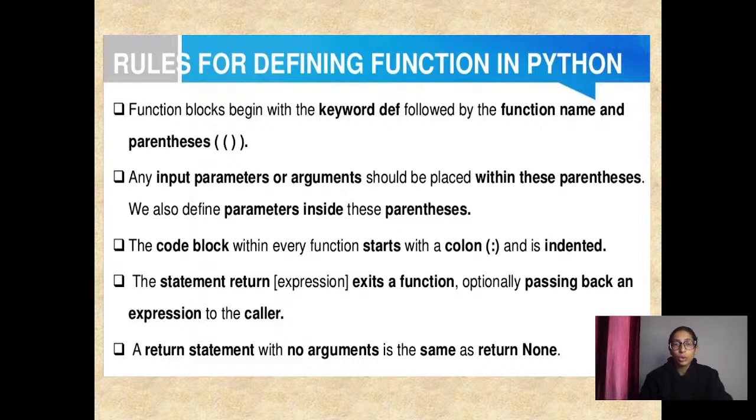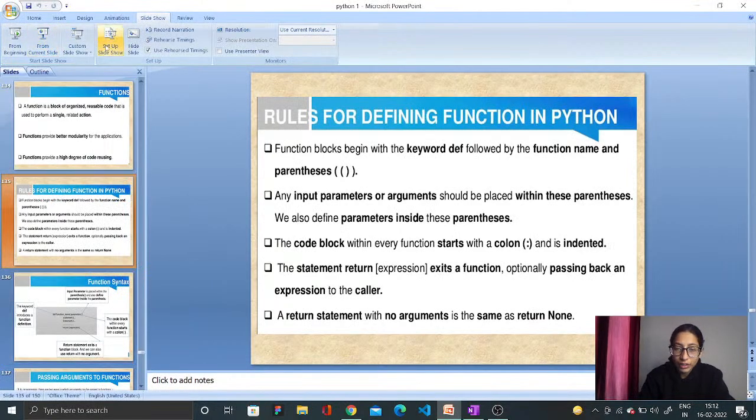The third rule is that the code block in every function starts with a colon. Whenever the code block begins, it starts with a colon. The fourth is that the return statement exits the function, passing back an expression to the caller. The fifth is that a return statement with no argument is the same as return None. Now, how do we call or create a function? Let me just tell you.